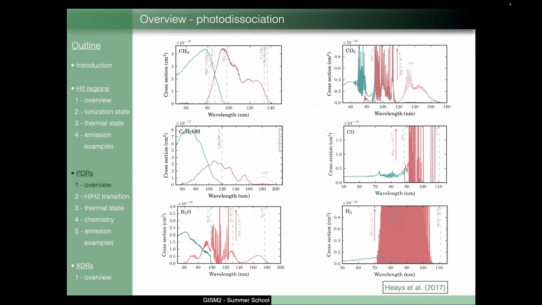So on this figure, the red curve corresponds to the photodissociation cross-section. The green curve corresponds to the photoionization cross-section. So you see that on the left side, you have species where the photodissociation cross-section is a continuous curve, okay? If you are in this case, then the photodissociation of your molecule will be mostly controlled by the dust absorption of the radiation field, okay? Because dust will absorb most of the photons responsible for dissociating this species. But you see that on the other side, some species are dominated by line processes.